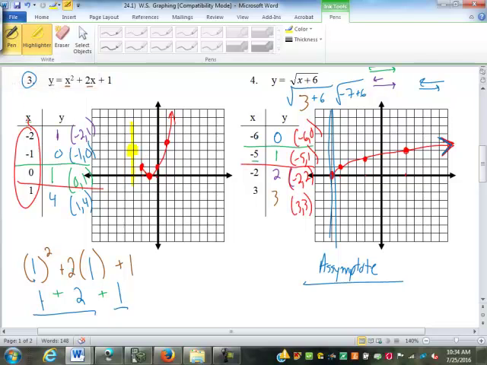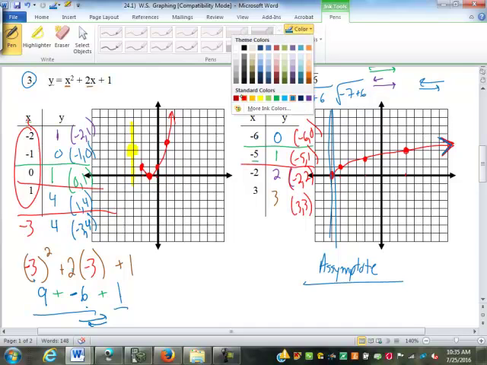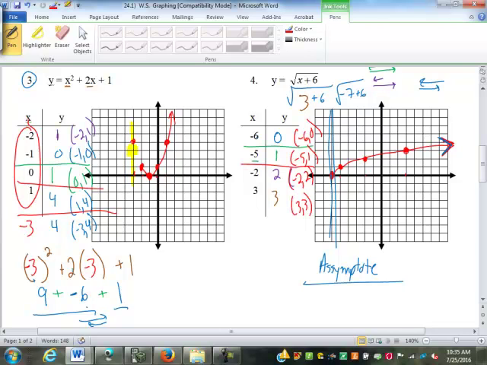So let's use the value of x equals -3. If I put -3 in here, what is -3 squared? +9. What is 2 times the -3? -6. So now +9 plus -6 is 3, plus 1 is 4. So we've got -3, comma 4. So -3, 4 is right there.